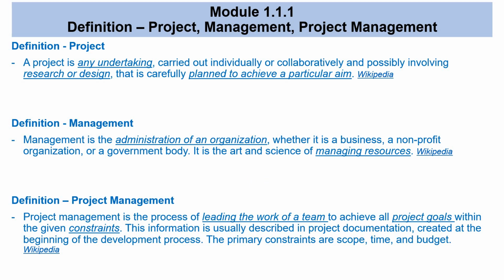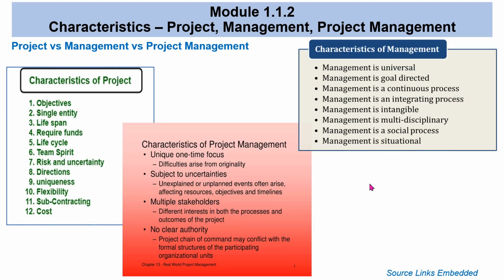In the coming videos, we will talk a little bit more with some examples so that you understand a bit better. But then we can also talk about what are the characteristics of these three things. So for example, a project is some objectives you set for yourself rather. It can be a single entity, have a lifespan, so you need to start it at a certain moment and finish it. And also could require funds or money.